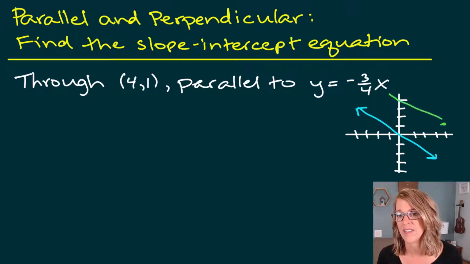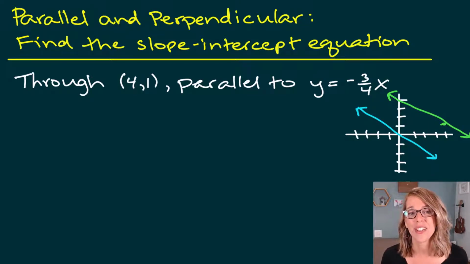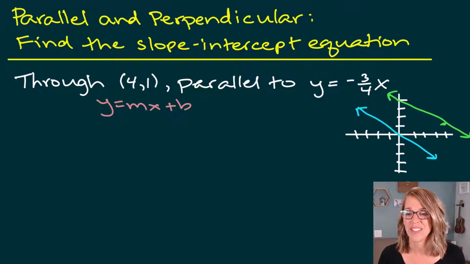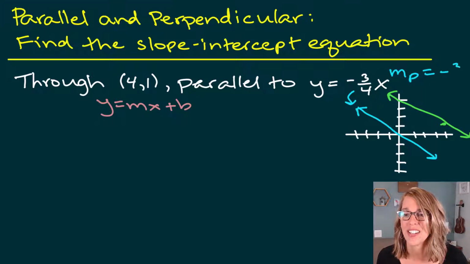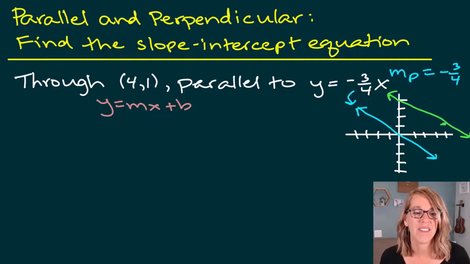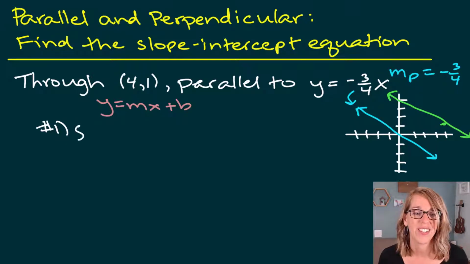And to be parallel, it has to have the same exact slope. I also know that I want slope intercept form. That's y equals mx plus b. The line that we were given, which is the one that I've drawn here in blue, I already had the slope for. So the slope of that parallel line is the number right in front of the x, which is our negative 3/4. So we're going to have a two-step process for these. Step number one is to find the slope, and then step number two is to use the point and get to our equation.